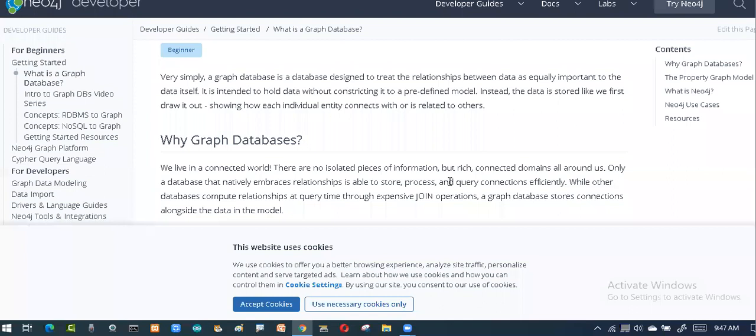There are no isolated pieces of information, but rich content connected to domains all around us. That means here we will be having store, process, and queries. Whatever you want to store, you can store it, you can process it, because the database itself says I want to store, I want to process it, I want to query it. Queries are the questions whenever I want to pick up something. How are we going to use this? It will be with a join operation. That means the combination of multiple queries or tables. I have some records from one table, other records from another table, and other records from another table.